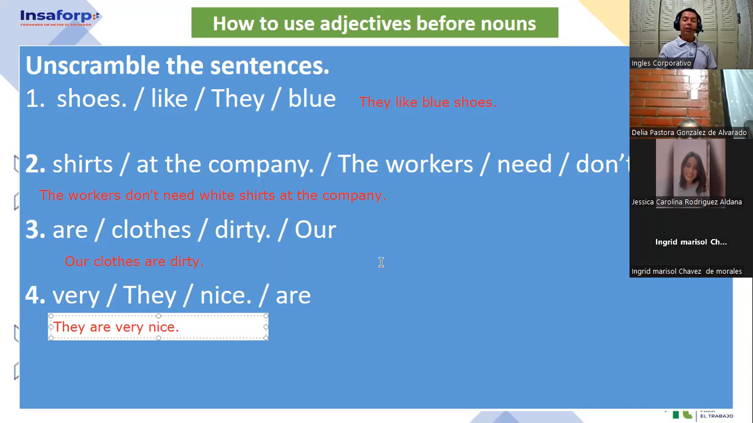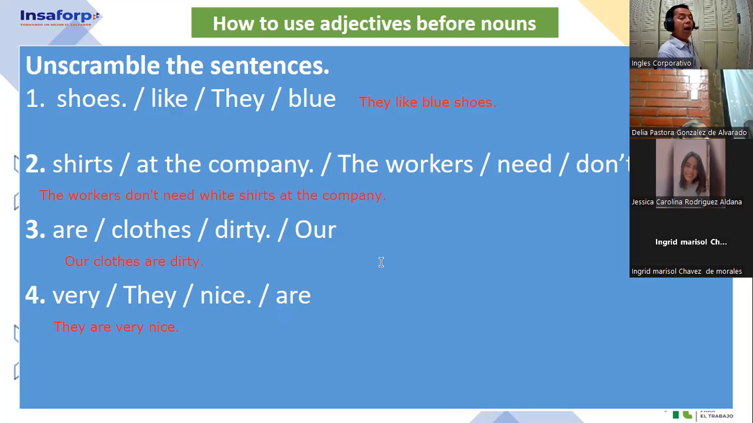Thank you very much. Now, repeat after me, please. They like blue shoes. The workers don't need white shirts at the company. Our clothes are dirty. You can say dirty or dirty. The two are correct. They are very nice. My students are very nice. Right? My students are very nice. Good. So, Ingrid, can you read the sentences again for the class, please? Thank you.